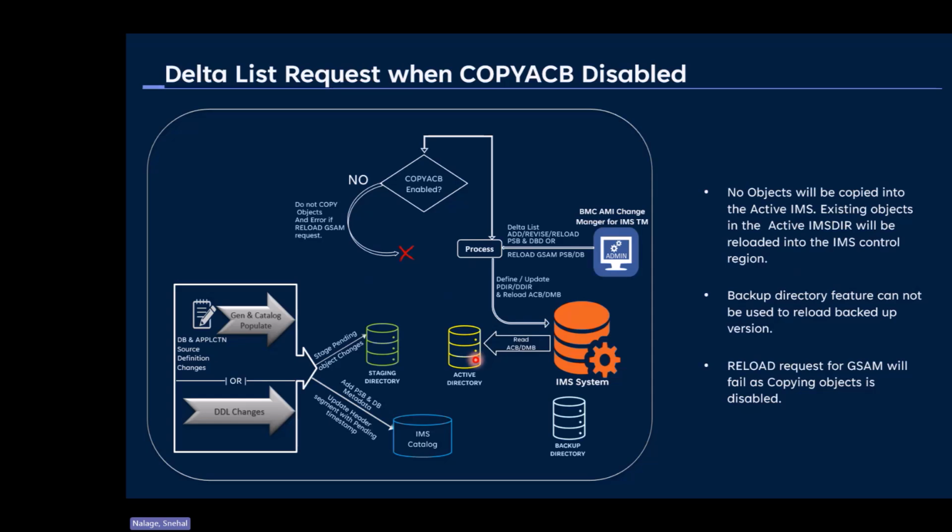However, here we need to make a note of one point: when copy ACB is disabled, the reload GSAM request is going to fail, because the only purpose of the reload GSAM request is to copy the members from the staging to active directory. Also, we will not be able to make use of the rollback feature of the backup directory.